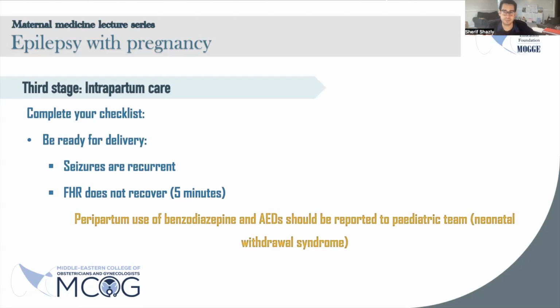And just thinking about it, the patient is seizing, and even if she goes to the second stage and you're trying to do an instrumental delivery and she seizes, that's going to be really bad. So you have to be really conscious of the circumstances, and if she's really having recurrent seizures with labor, just go ahead and deliver as fast as possible.